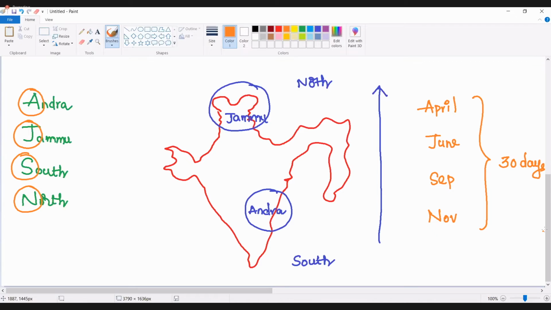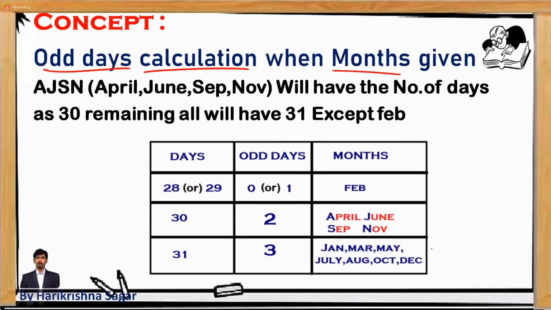That's how you can remember the number of months which are having 30 days. So going back to the odd days calculation of the months, remember this statement: AJSN, April, June, September, November will have 30 days. Remaining all will have 31 days except February. If you remember this statement, you can find out the number of days in any particular month. February will be having 29 days or 28 days.